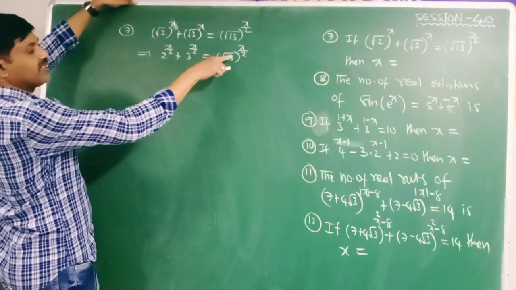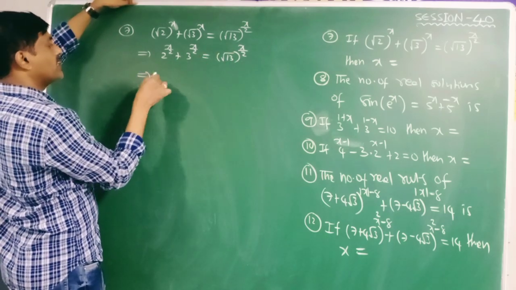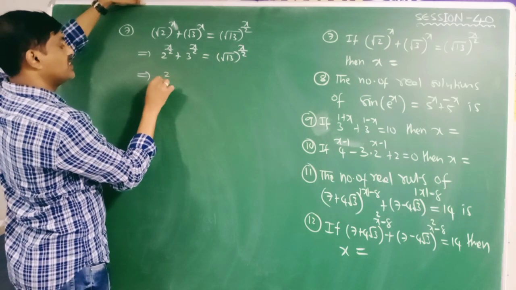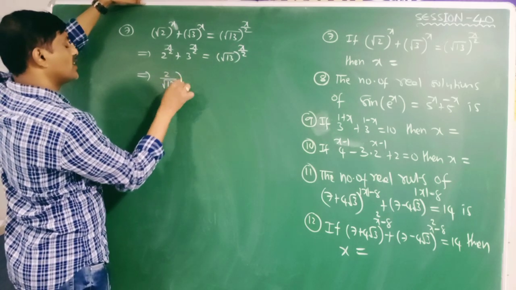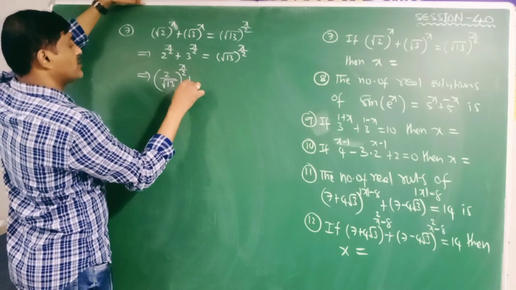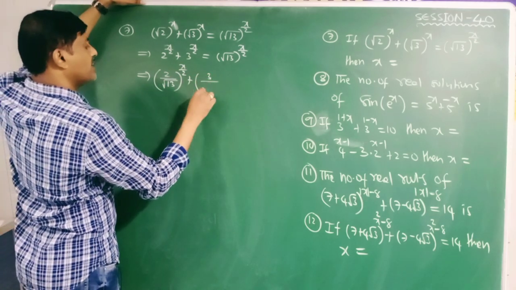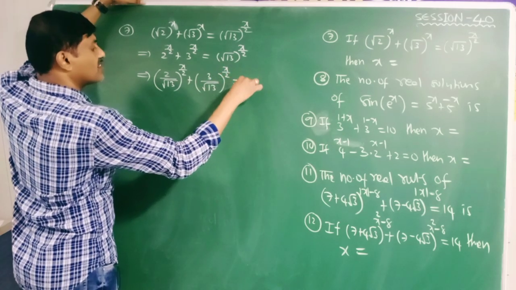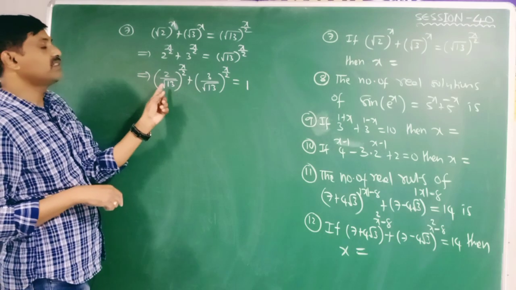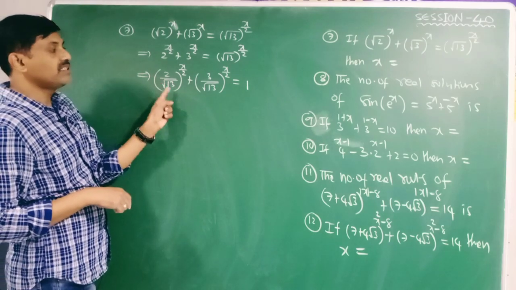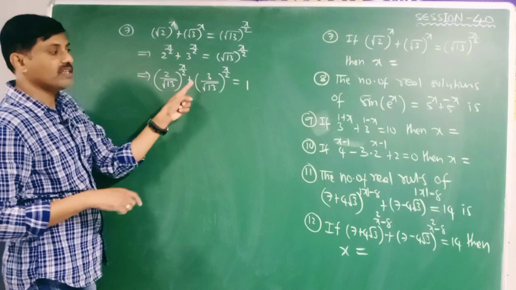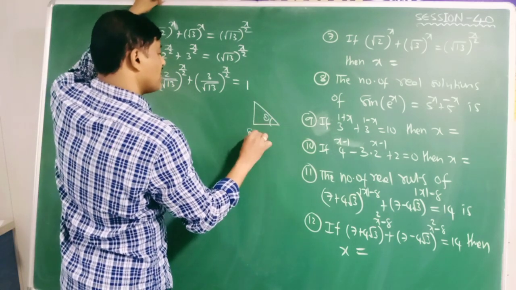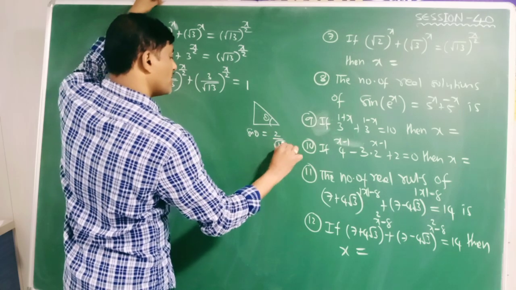Okay, divide with root 13 power x by 2. It will become 2 by root 13 whole power x by 2 plus 3 by root 13 whole power x by 2 is equal to 1. Now it is clear, it is in the form of sin theta and cos theta. Consider sin theta. What is sin theta? Sin theta is equal to 2 by root 13.